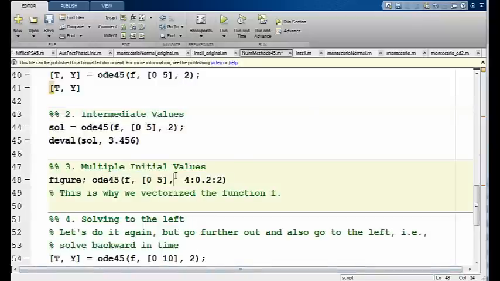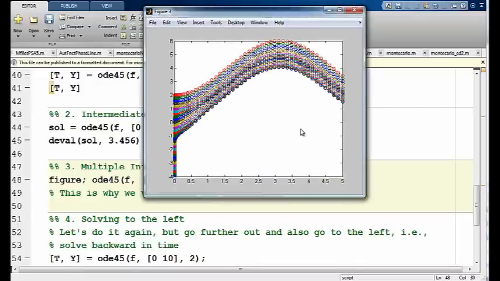Okay, back to the M file. Multiple initial values. And here's where it's important to have the function be vectorized. I'm going to actually graph the solutions where the initial value is 0, I take it on 0 as -4, all the way up to 2, with step size 0.2. And we're going to get a whole family of graphs. So this is 6 times, there's about 30 graphs. Let's see. There they are.